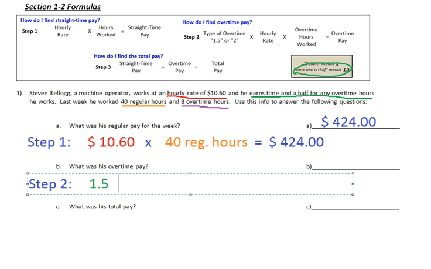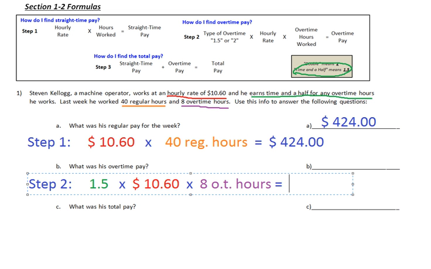So I got 1.5 written down. I now have to put in the multiplication sign, and I put in the hourly rate. We've already found the hourly rate because we used that for step 1. So I'm going to plug that $10.60 in again. I now can move on to overtime hours worked. Overtime hours worked is marked with a purple underline. So I'm going to put down 8 overtime hours. You don't have to put the words down. I'm just doing that because it's easier for me. So there's my formula. I've set this up.